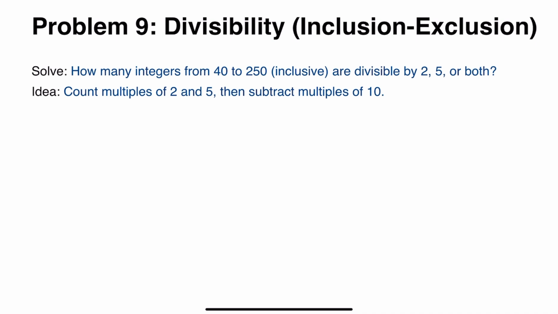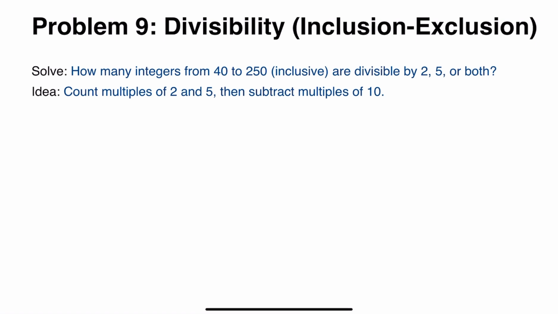We're counting how many numbers between 40 and 250 are divisible by 2 or 5. We'll use the inclusion-exclusion principle so we don't double count numbers divisible by both. With that, we'll go ahead and get started.